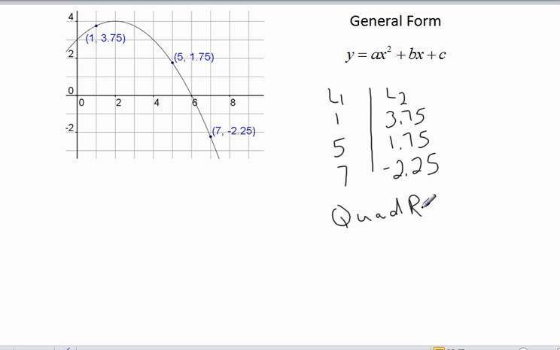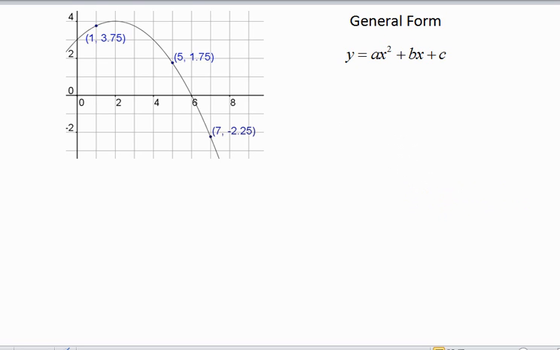regression, and run it on L1, comma, L2. You've done that for a long time. Your equation will just come right out of your calculator. You just write it down, away you go. Not very hard to do.